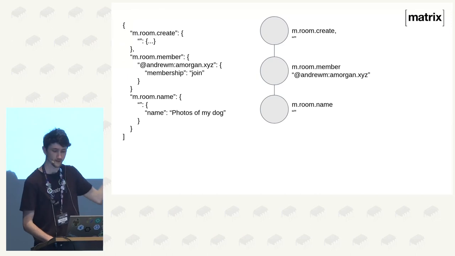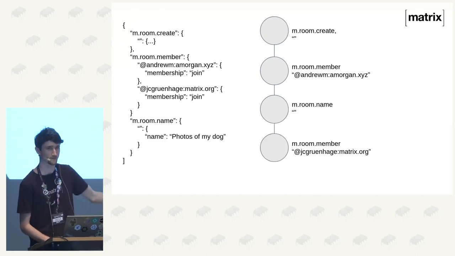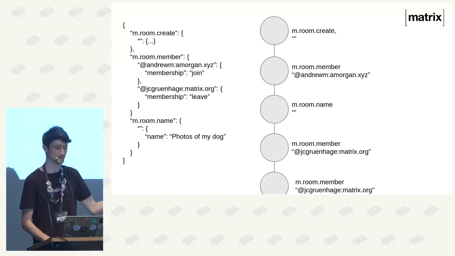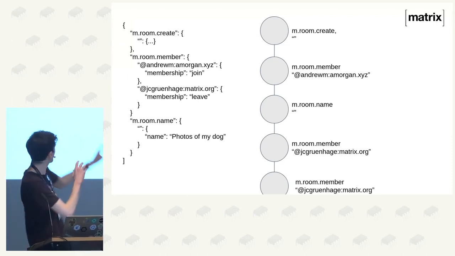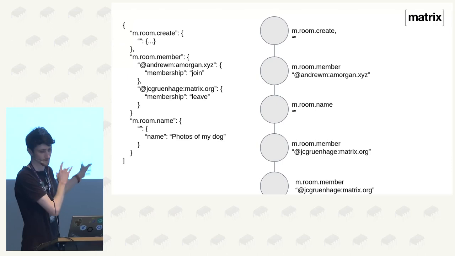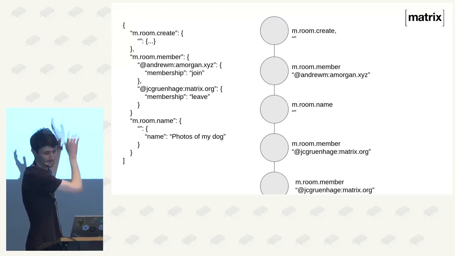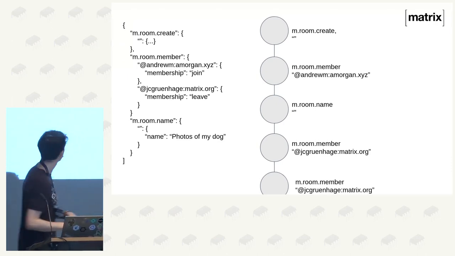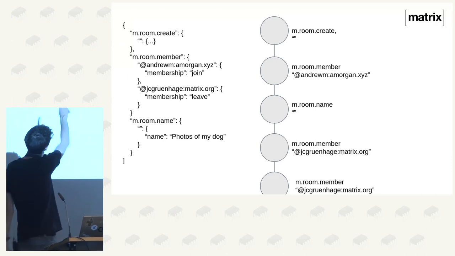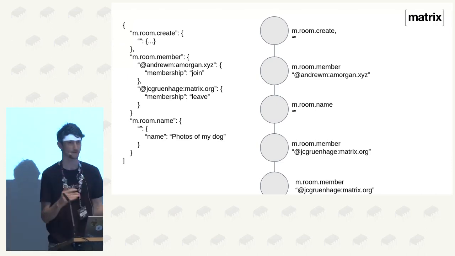And maybe you'll set the room name. And then perhaps your friend joins. And then he leaves because he was not very impressed with your room. And so on. And you can see how we're starting to build up this graph on the right and the current room state on the left. And you can see that the membership of your friend, what used to be joined, is now updated to leave.